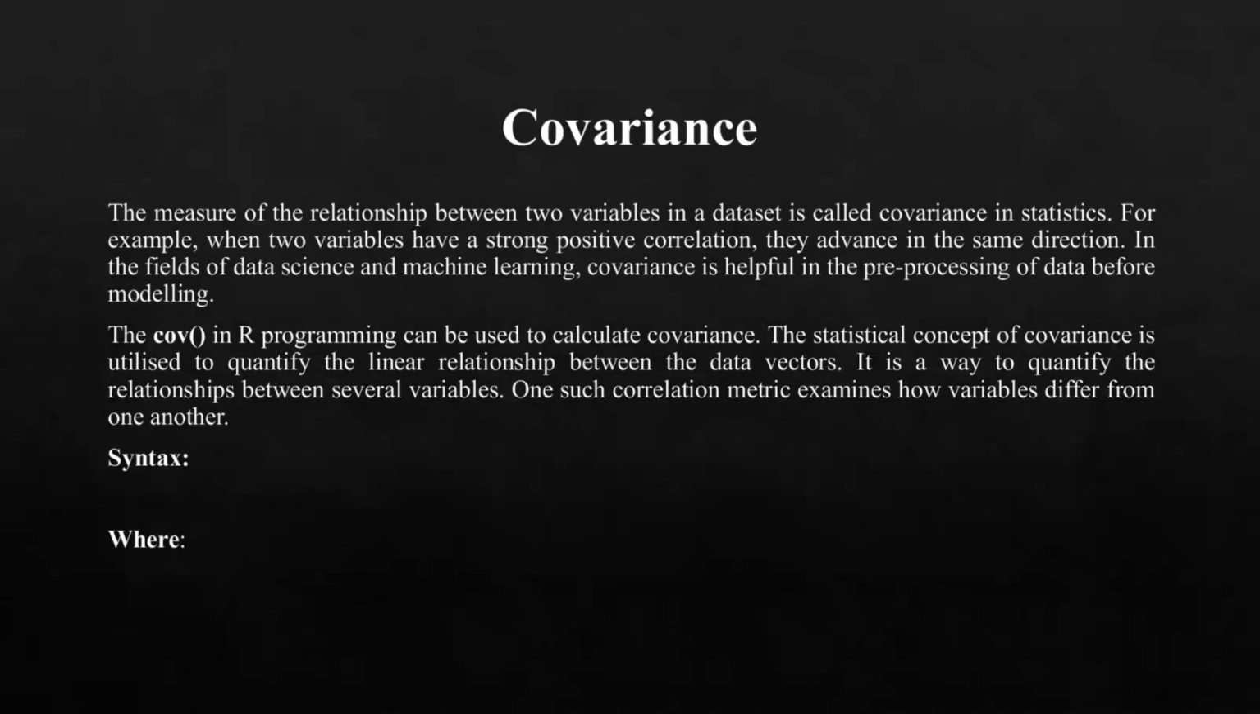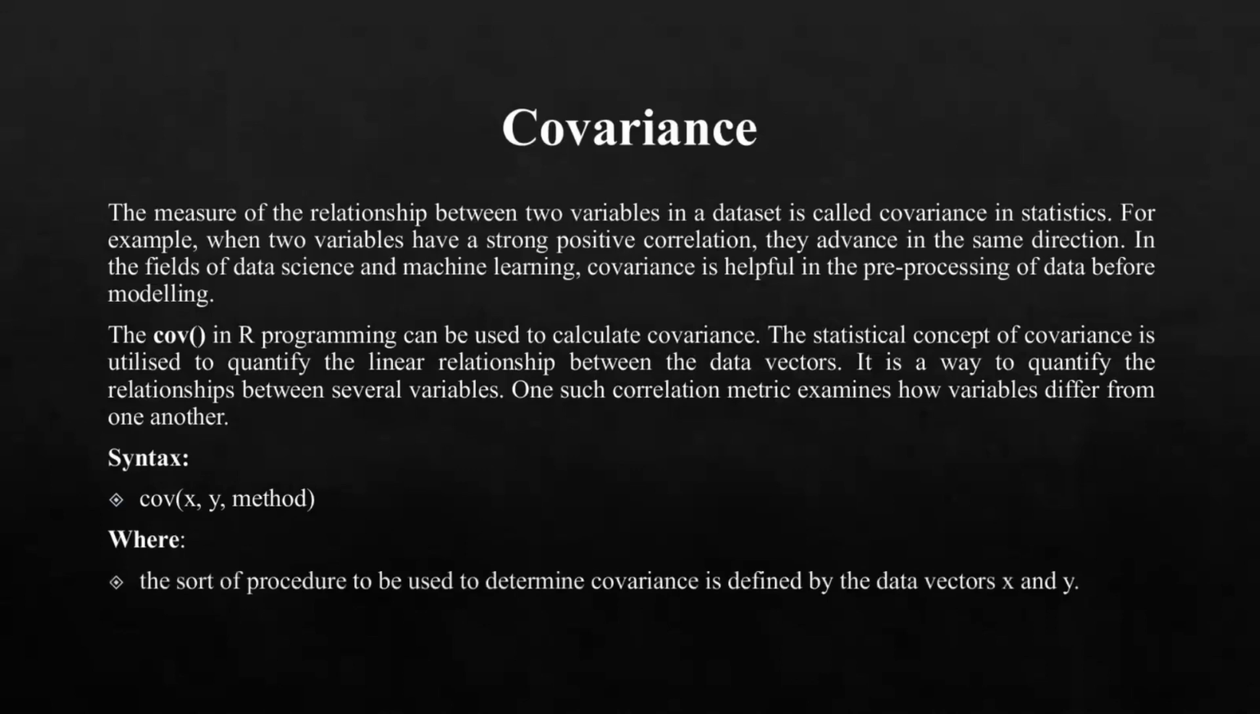The syntax for finding the covariance is quite simple and as follows. You just use the covariance keyword and then pass the data vectors and the method. There are several methods such as Spearman, Kendall, and Pearson, where the sort of procedure to be used to determine covariance is defined by the data vectors x and y. Pearson method is used by default. Now let's move to our studio to see how this function actually works.